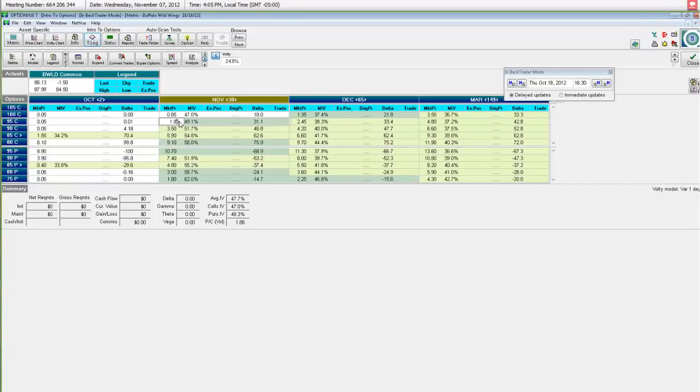Now, let's say you said to yourself, I don't think the market's going up, I think it's going down. So you could sell that call. Then you get to capture that premium. Somebody pays you that, and as long as the market stays below 95 between now and expiration, you'll make money. Now, that's a simple analysis, but in essence that's how it works.